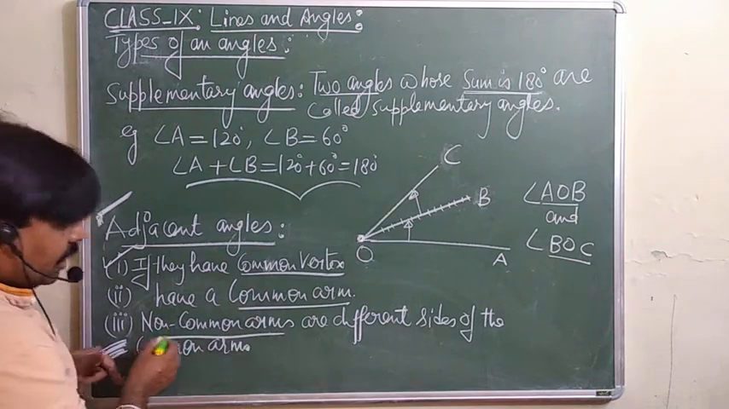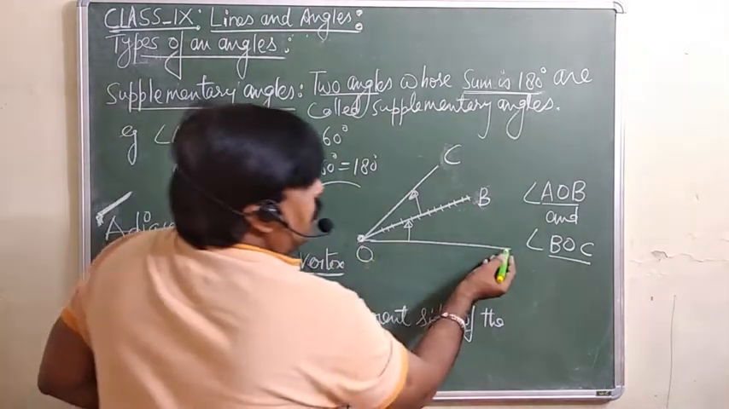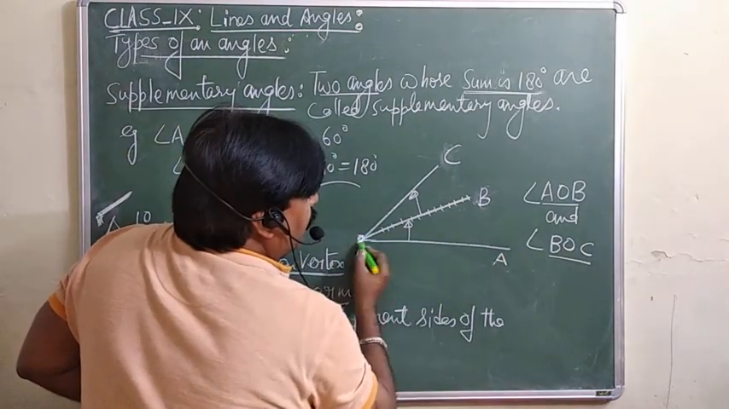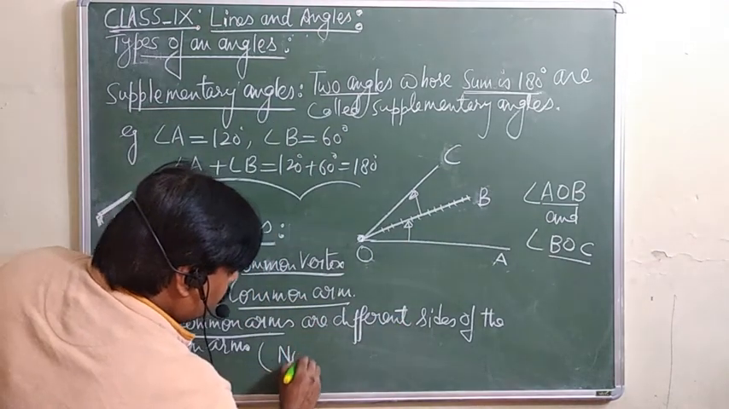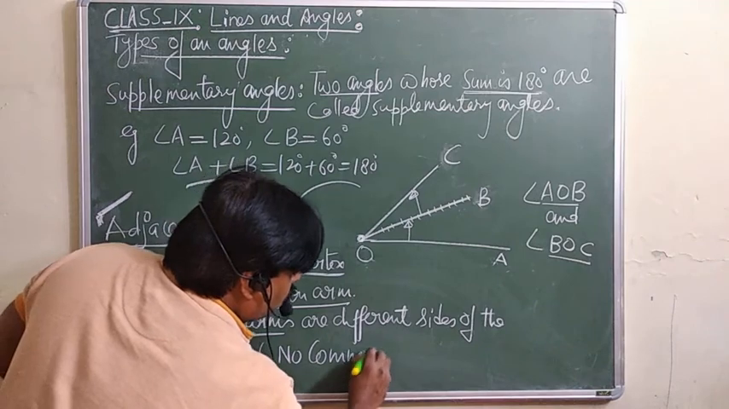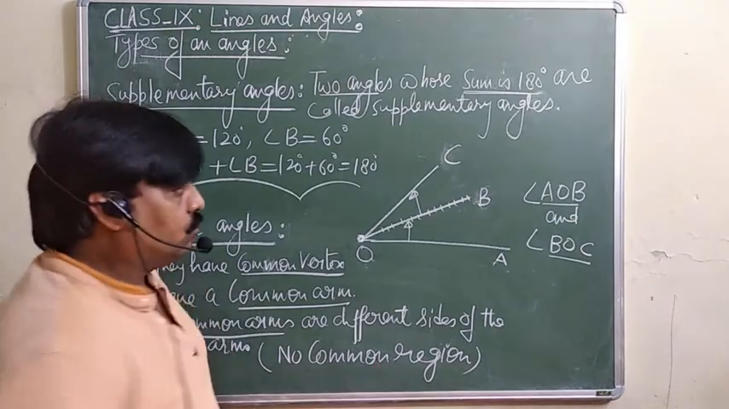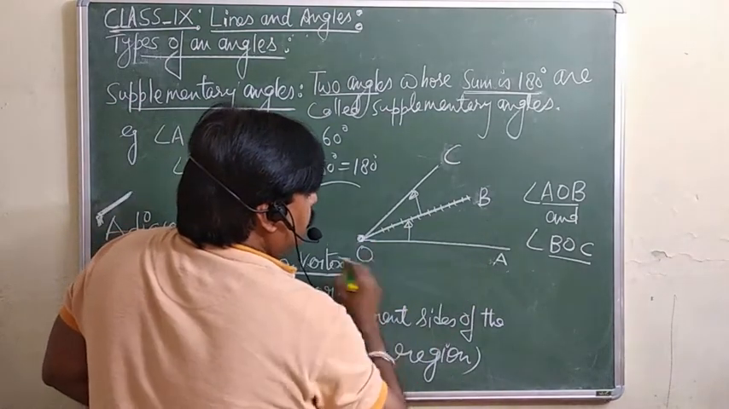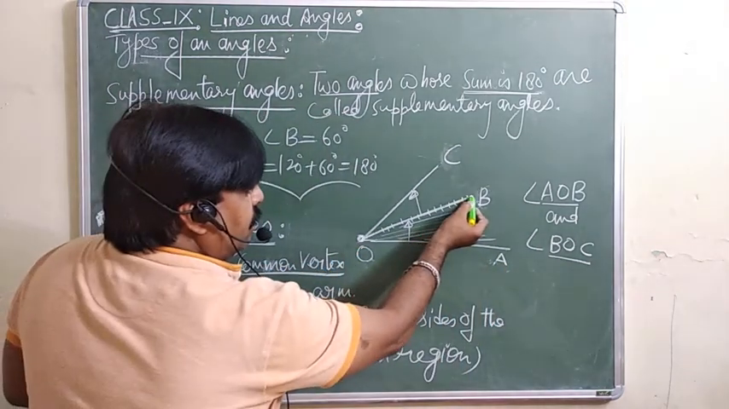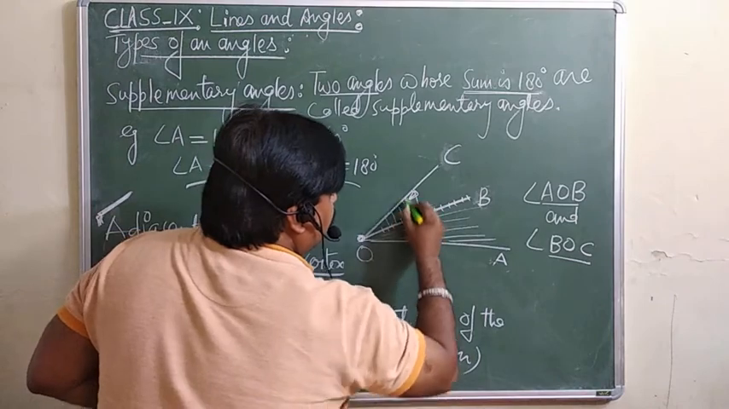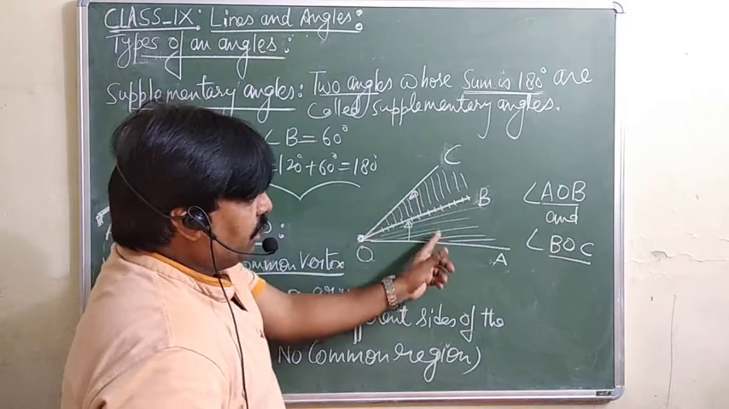We say non-common arms are on different sides of the common arm. You can understand it like this: for the angles AOB and BOC, there should be no common portion, no common region at all. Here we are taking AOB, so the region of this angle is this one. For angle BOC, the region is this one. So there is no common region, no common portion in these two angles.